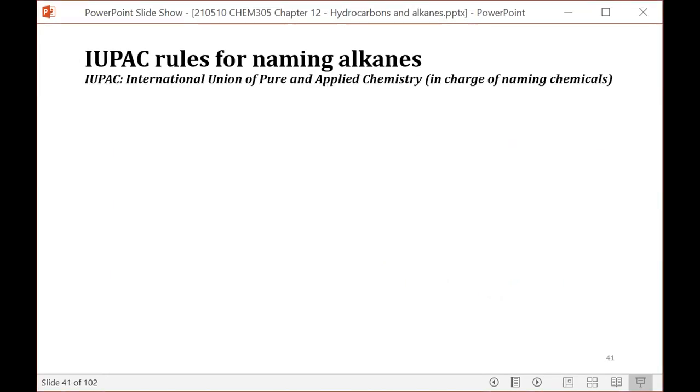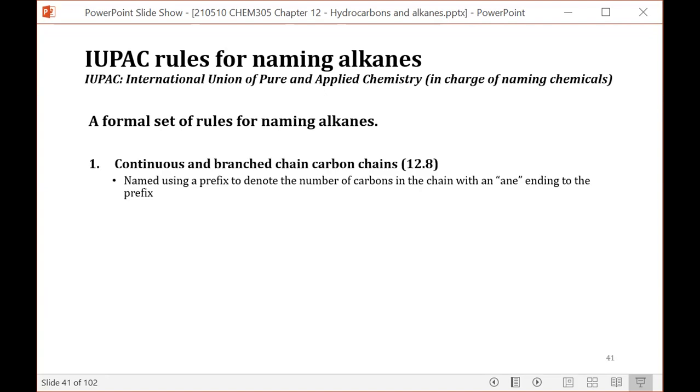So IUPAC stands for the International Union of Pure and Applied Chemistry. They're basically the people that are in charge of naming chemicals. So we're going to follow the official IUPAC rules for naming alkane compounds. It's a formal set of rules, and it's really useful because if everybody follows the same rules, then you can read a chemical name no matter who wrote it and where they wrote it.